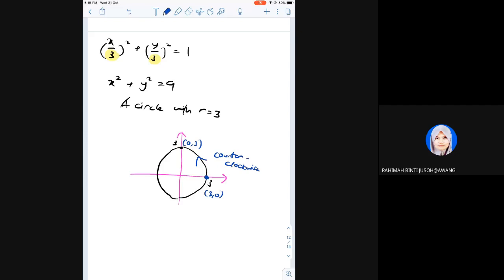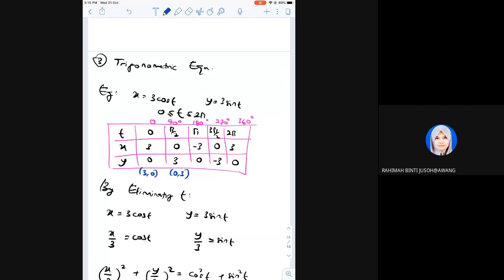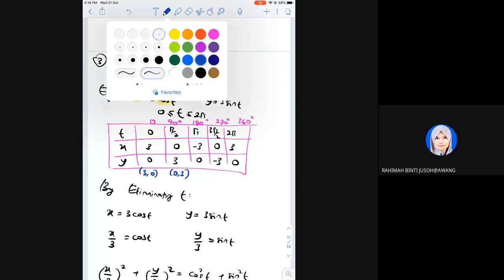Okay, saya bagi tips lah. Kalau you guna plotting memang you boleh nampak lah dia counter-clockwise ke clockwise. Okay, tapi kalau you tak pakai plotting, misal kata tak ada table tu. So, the tips is like this. Kalau x ni adalah cos, bermaksud counter-clockwise.